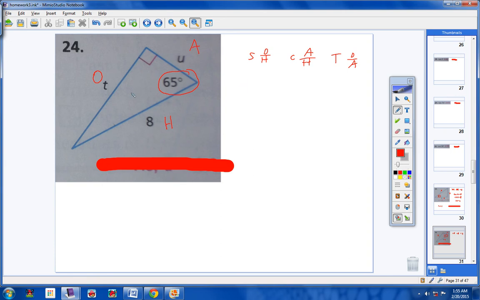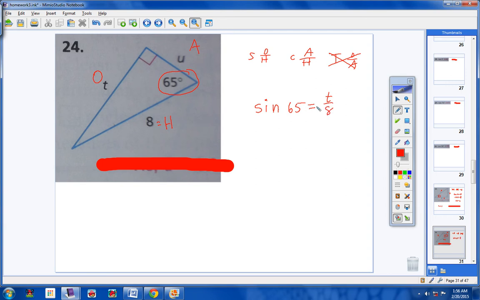Now, here we go. Students, listen. What side do I know? Opposite side? No. Do I know the adjacent side? No. But I do know the length of the hypotenuse is 8. So I want to use trig functions that have an H in them, because H is one of my unknowns. So I'm not going to use this one here. Okay? So I'll start off with sine. Really no reason, just kind of feel like it. So sine of what angle am I using? 65 equals opposite over hypotenuse. So T over 8.